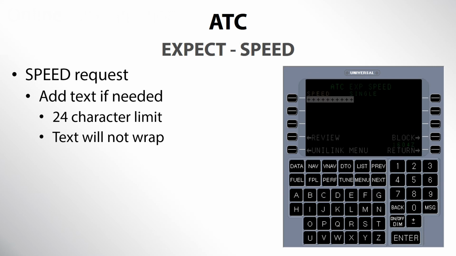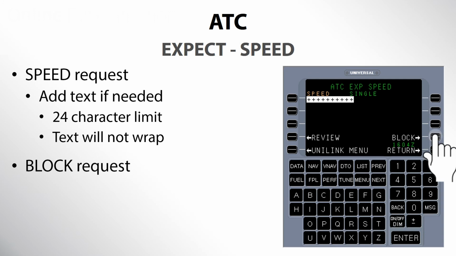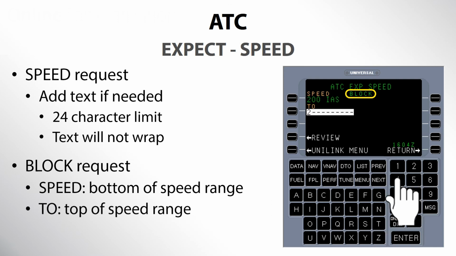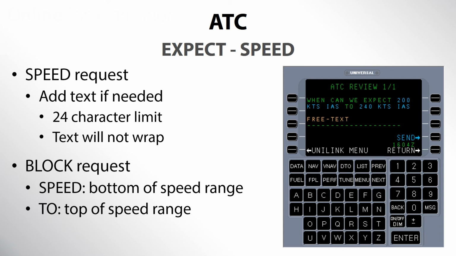To enter a range of speeds, press Block. With speed active, enter the bottom of the desired speed range. In the To field, enter the top of the desired speed range. And of course, press Review. Add text if needed. Press Send to put the speed negotiation request into queue for transmission.